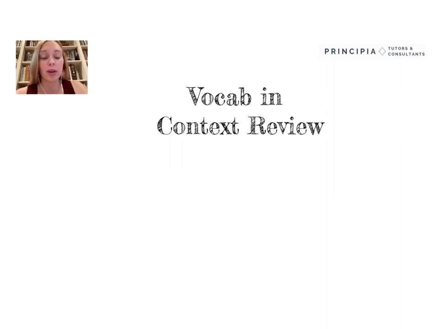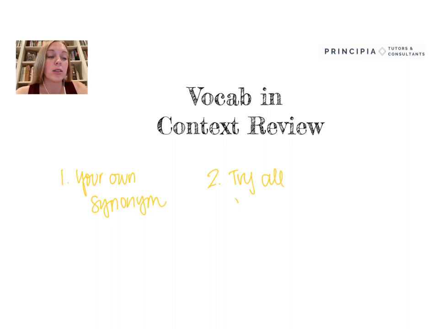So ideally, when you read a passage, the first thing you're going to do is, before you look at the answer choices, come up with your own synonym and then match it to the best answer choice. If you're stuck on that and if you're confused by the passage, use the backup strategy, your second best option, which is to try all of the answer choices in the context of the passage. You should now be prepared to answer any vocab and context question you see on the SSAT.